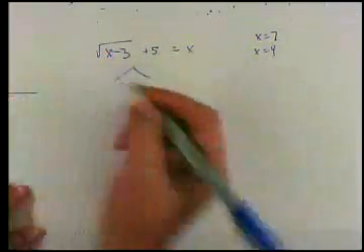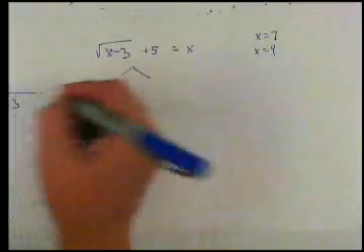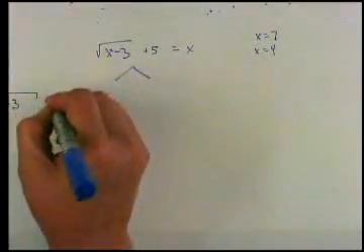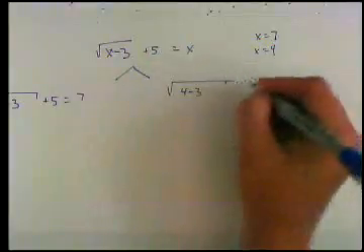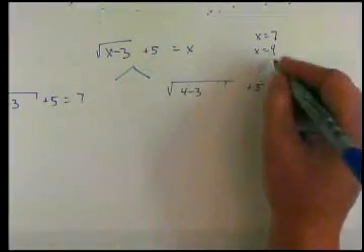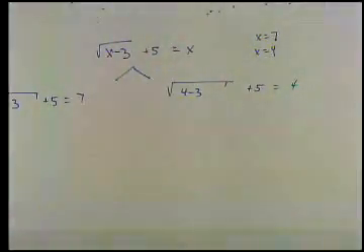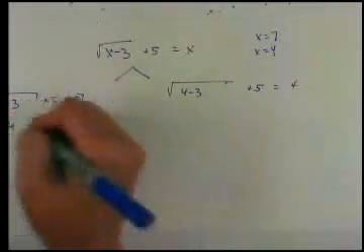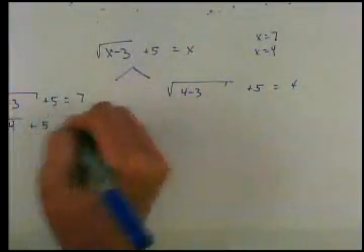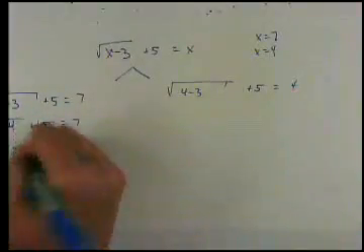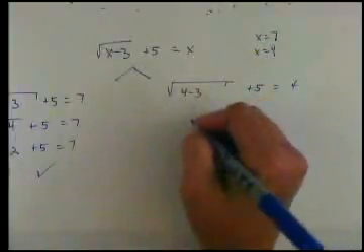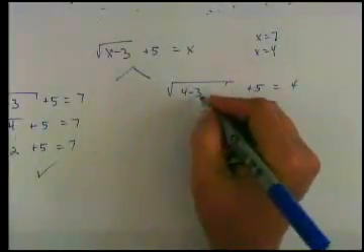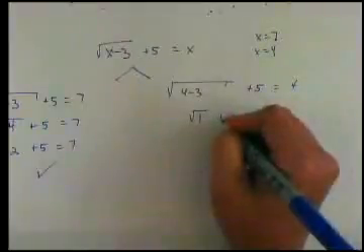So does the square root of 7 minus 3 plus 5 equal x, which was 7? And does the square root of 4 minus 3 plus 5 equal 4? Do those cases work? All right, let's test it. 7 minus 3 would be 4, so the square root of 4 plus 5, does that equal 7? The square root of 4 is 2. 2 plus 5, does that equal 7? Yes, it does.